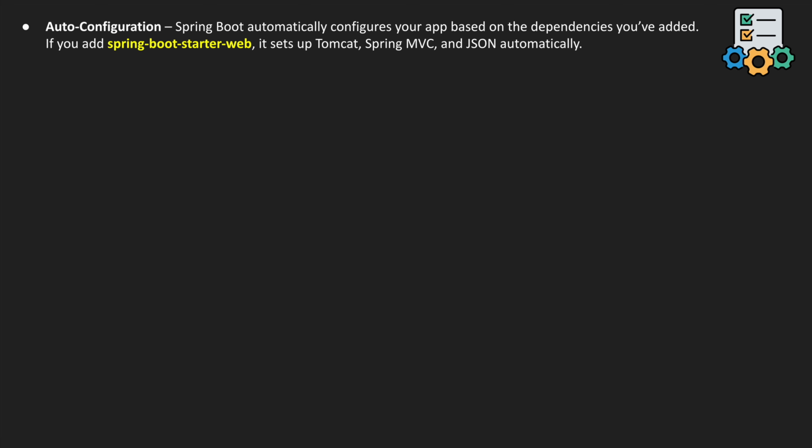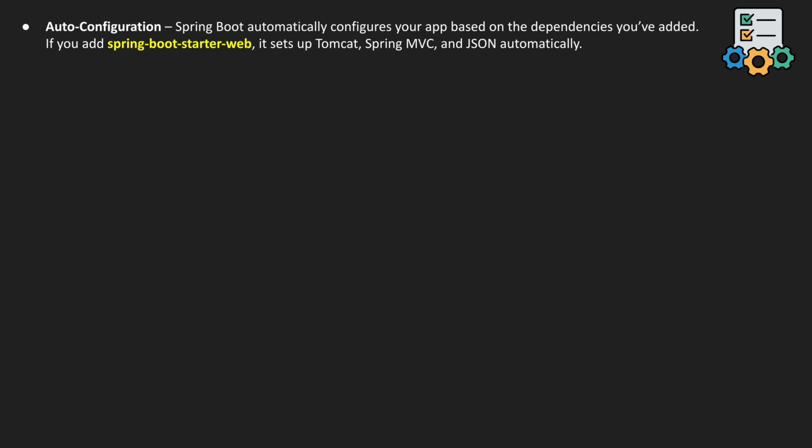So what are the advantages of Spring Boot? The first advantage is auto configuration. Spring Boot automatically configures the app based on the dependencies you have added. For example, let's say that you are building a web application, which is most often the case. You need to have Tomcat, Spring MVC, and JSON. Instead of adding all those dependencies manually, you can just add the Spring Boot Starter Web. It contains all of those dependencies, in compatible versions.